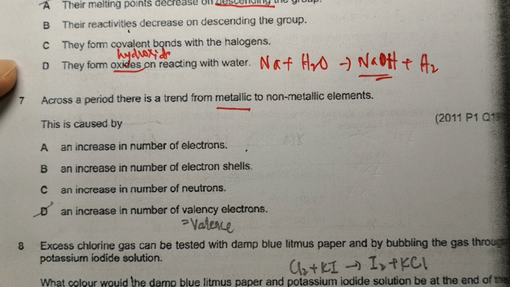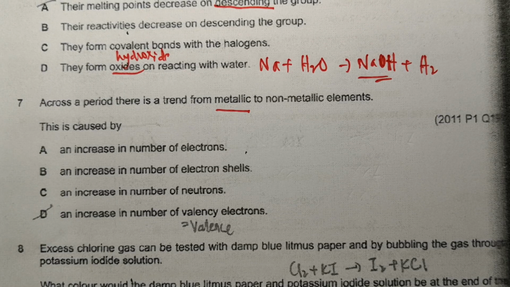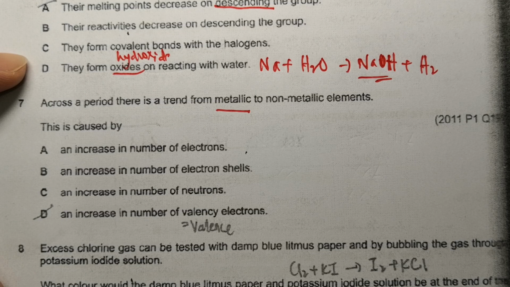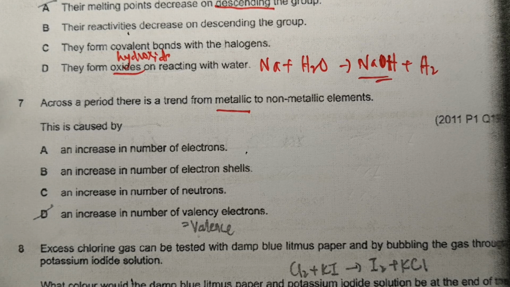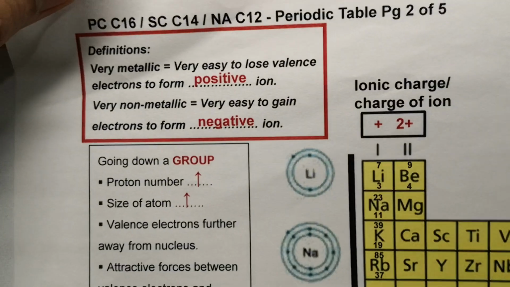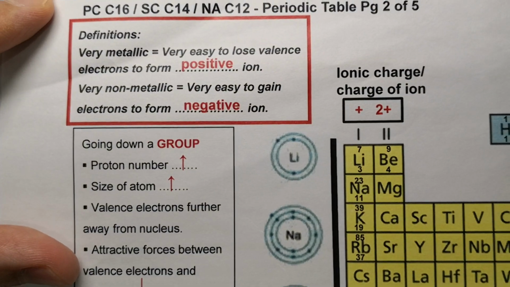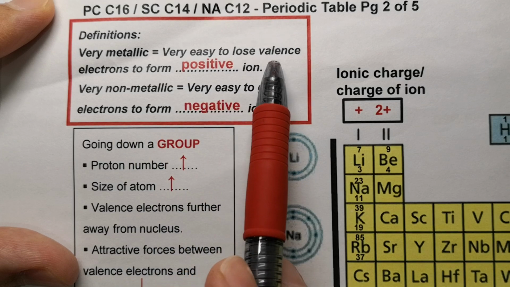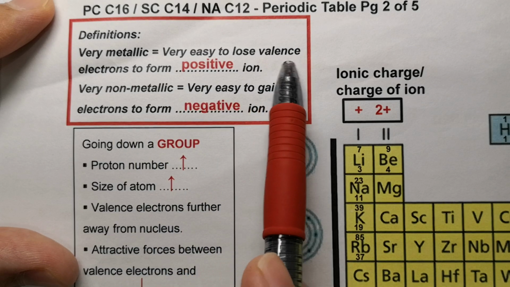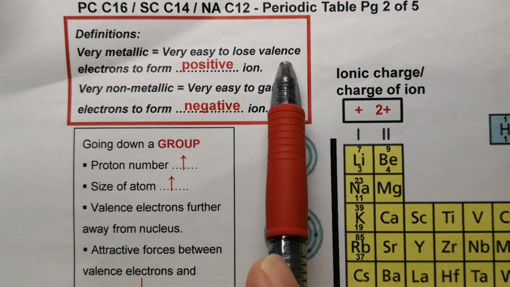So metallic and non-metallic properties are affected by the number of valence electrons. The fewer the number of valence electrons, the more metallic the element is. The more the number of valence electrons, the more non-metallic the element is. This is one definition of metallic and non-metallic. Very easy to lose valence electron to form a positive ion means very few valence electrons, because only when there are very few valence electrons can you lose them to form a positive ion.